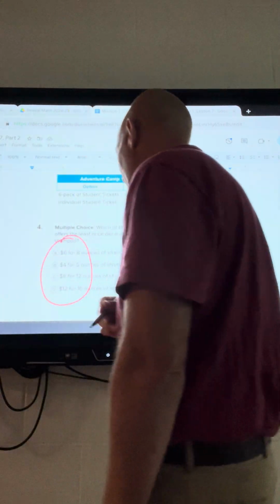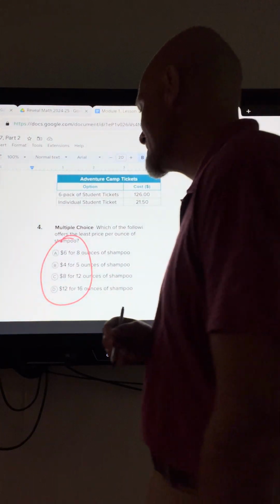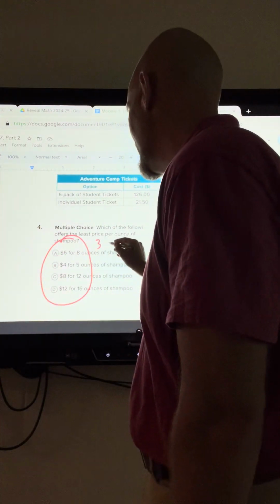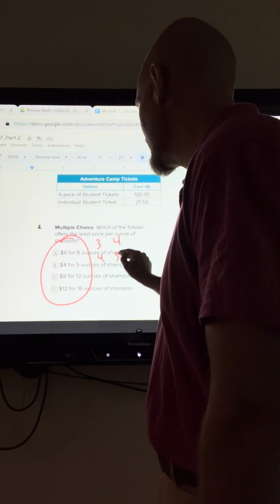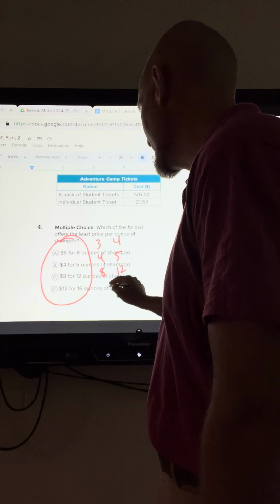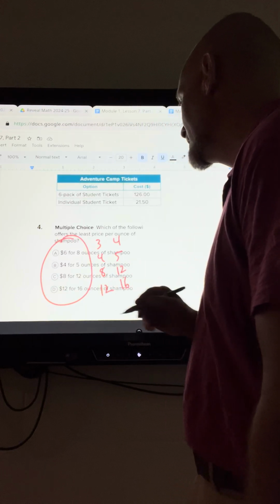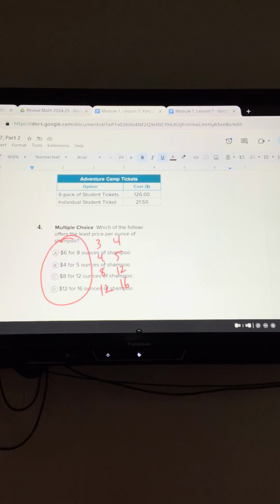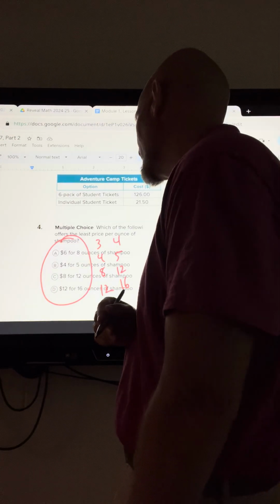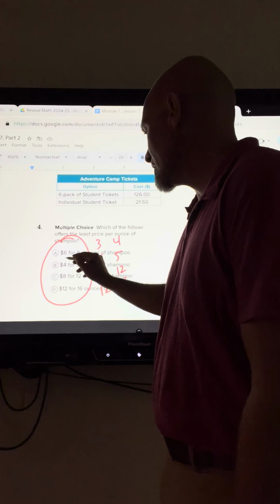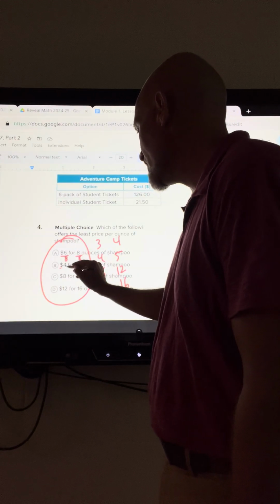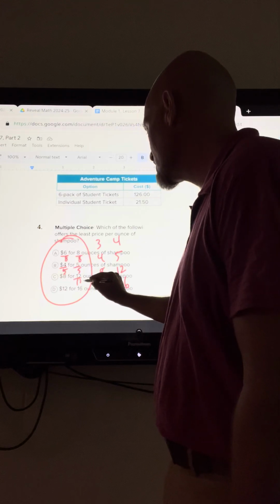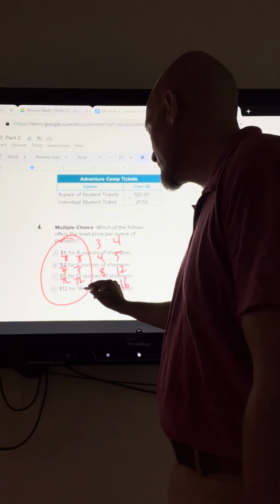You can kind of take a look at these too, like $6 for 8 ounces. If we cut these in half, this is the same as $3 for 4 ounces. And then $4 for 5 ounces. Some of these you might even be able to figure out in your heads, but we want you to show the work. All right, so which one is the least amount of money per ounce? So here you would divide both by 8. Here you would divide both by 5. Here you would divide both by 12, and here you would divide both by 16.